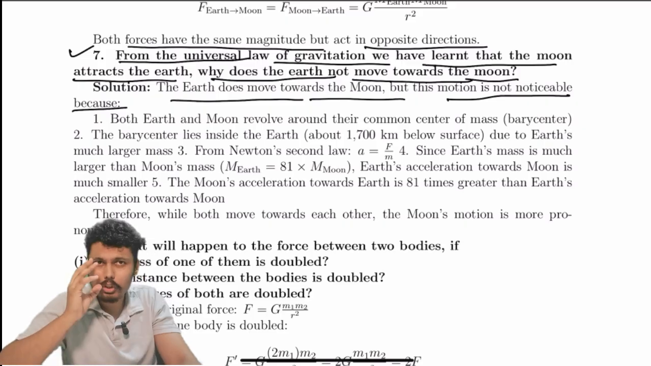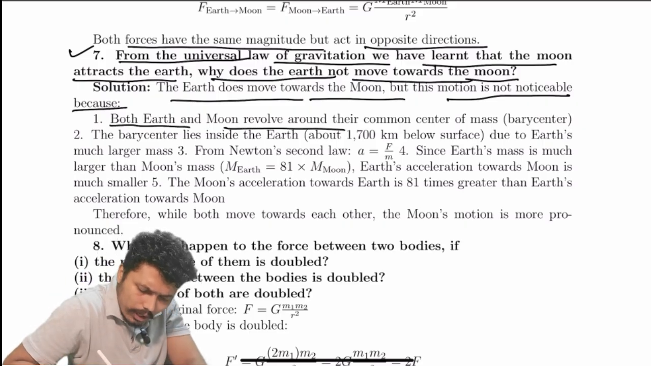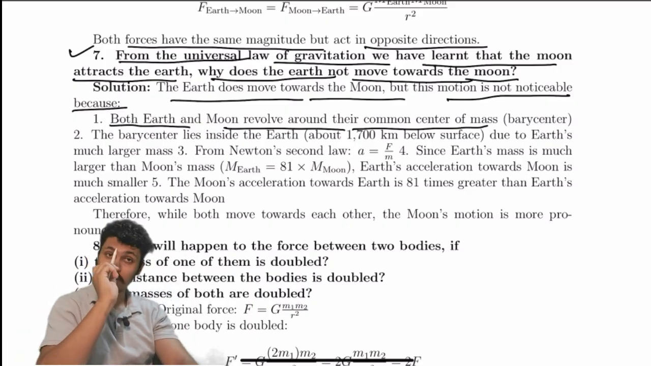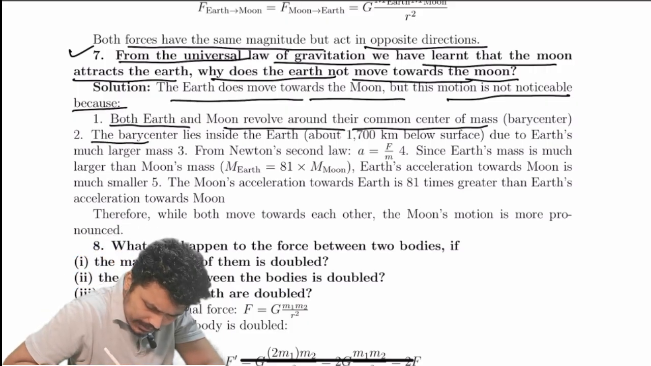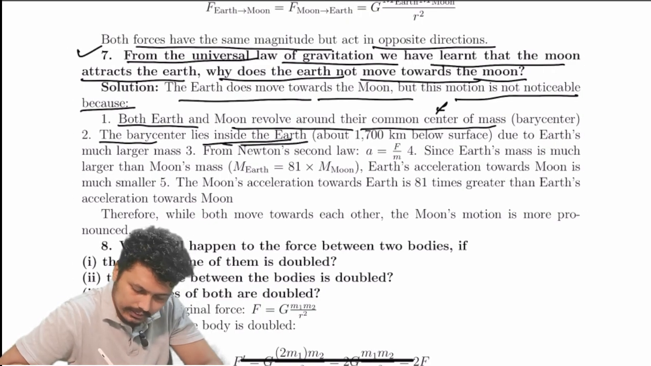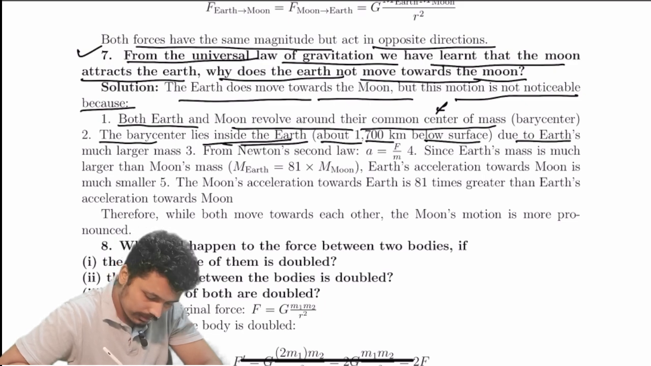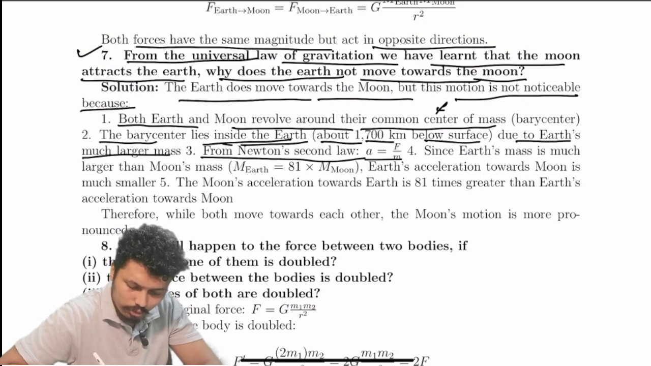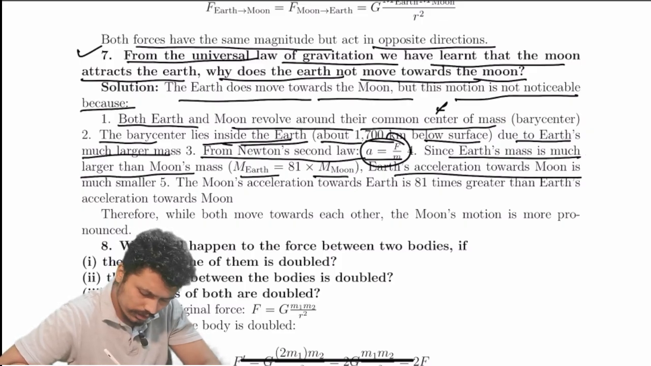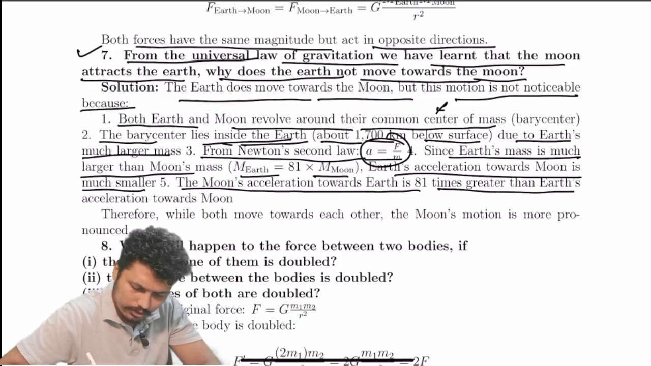We cannot notice this because both Earth and moon revolve around their common center of mass. They are revolving like this. The barycenter lies inside the Earth. Barycenter means the center of mass. The common center of mass lies inside the Earth, about 1700 kilometers below the surface, due to Earth's much larger mass. From Newton's second law, a is equal to force by mass. Since Earth's mass is much larger than the moon's mass, Earth's acceleration toward the moon is much smaller. The moon's acceleration toward Earth is 81 times greater than the Earth's acceleration toward the moon. Therefore, while both move toward each other, the moon's motion is more pronounced.